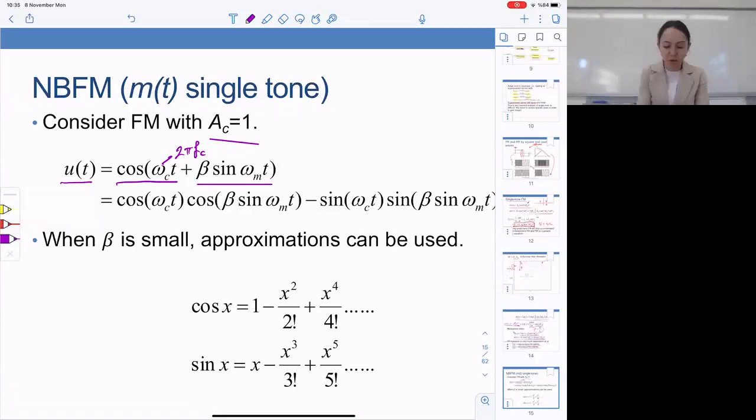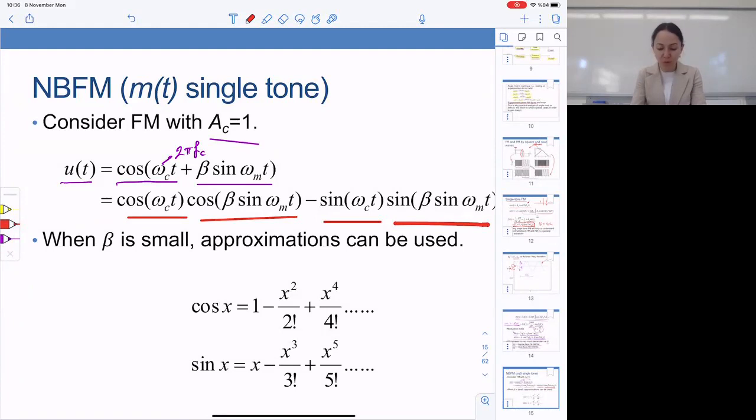Now, this is cosine of A plus B, and we can use the identity cosine(A plus B) is cosine A cosine B minus sine A sine B. So cosine w_c t times cosine of beta sine w_m t, minus sine w_c t times sine of beta sine w_m t.